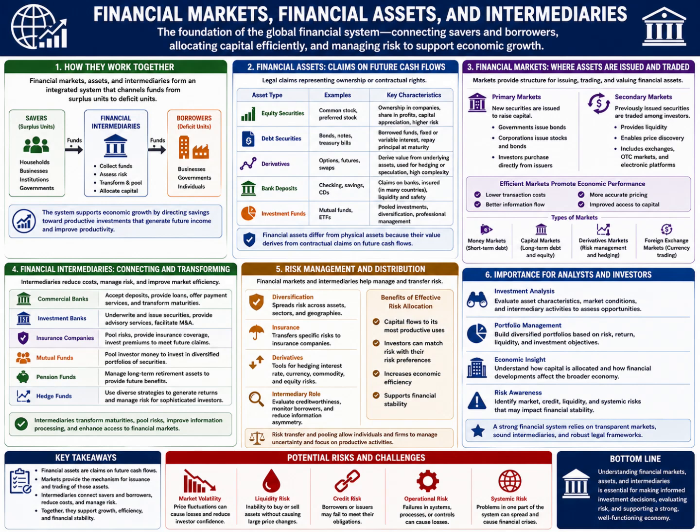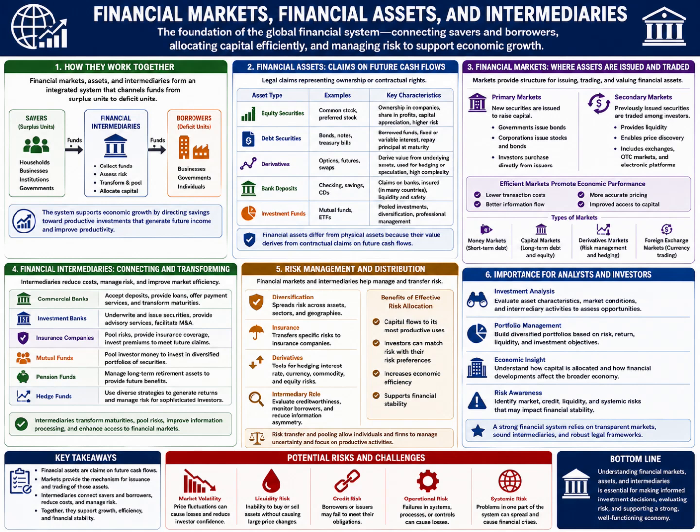Financial assets represent claims on future cash flows, while intermediaries connect surplus units, such as households and investors, with deficit units requiring financing. Understanding the interaction among markets, assets, and intermediaries is essential for analyzing investment opportunities, evaluating financial risk, and understanding how modern financial systems operate.